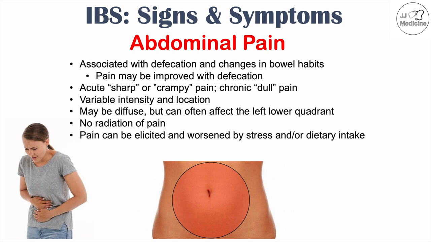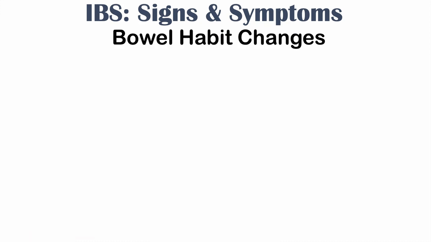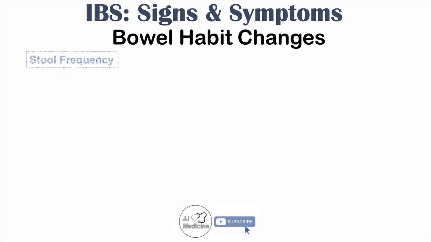So again, this abdominal pain is very important to note. It's one of the most common symptoms. It's associated with changes in bowel habits, and it has variable intensity and location, and a lot of times it's patient-dependent as to the intensity and location. Oftentimes it's diffuse, so it can be all throughout the entire abdomen, but also common to affect the left lower quadrant. Now, another very important symptom with IBS is bowel habit changes.